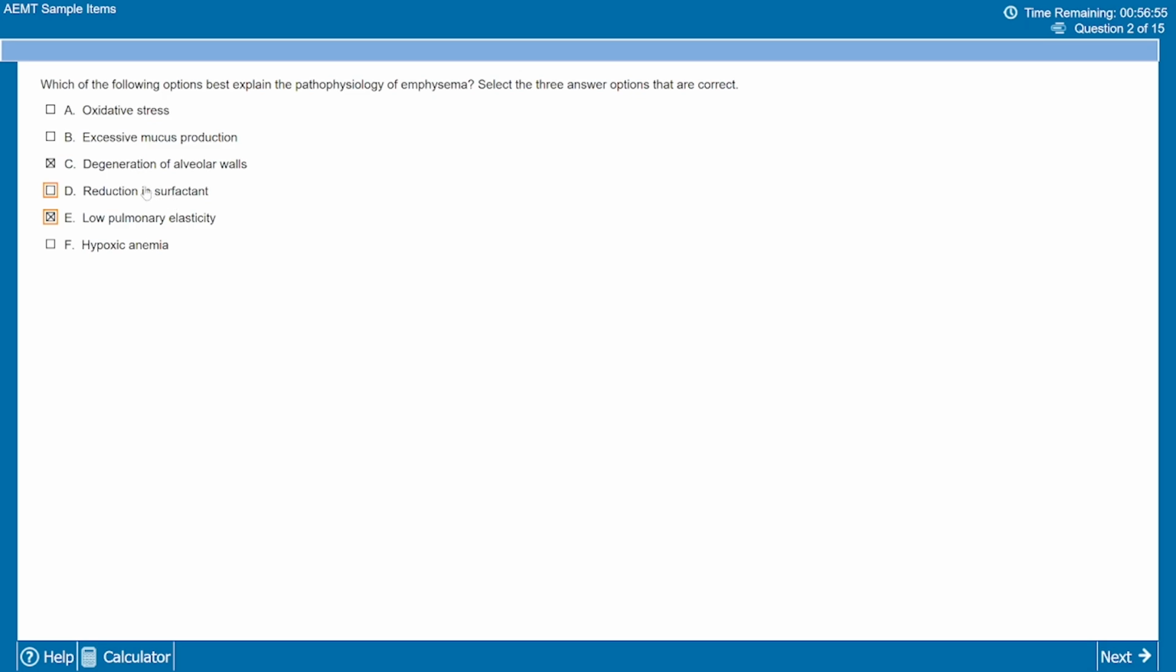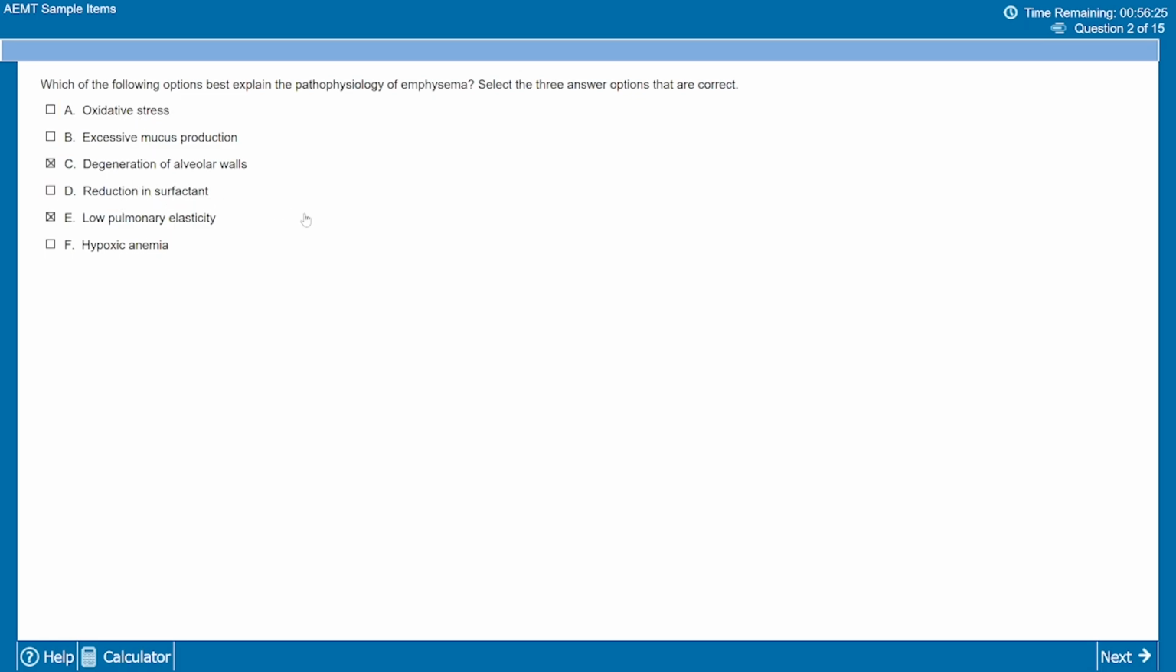But before I go to the next one, I'm going to look at all the answer choices, which is something you should do. And I'm looking at hypoxic anemia, or lack of oxygen caused by a low red blood cell count. Personally, this doesn't really match up with emphysema in my head. It doesn't make any sense to me. I don't see why I would pick that, so I would cross this answer choice out. So now I'm left with either oxidative stress or reduction in surfactant.